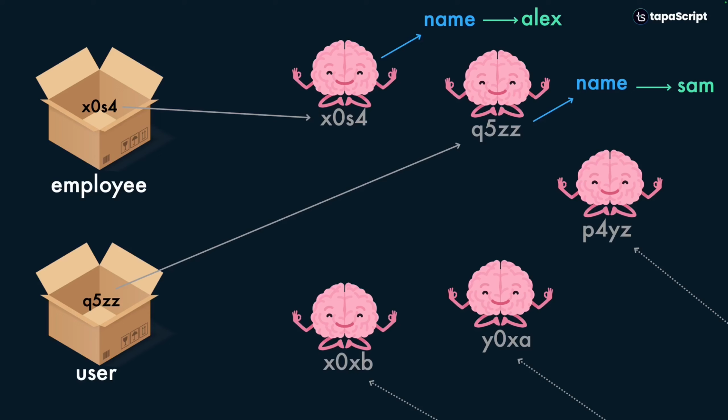Now if both employee and user have the value X0S4, that means from now onwards, user is going to point to X0S4, isn't it? So when you do user equals to employee, both are now pointing to the same memory location. And on that memory location, we have the value name Alex. So now user and employee are pointing to the same memory location, which has the value name Alex.